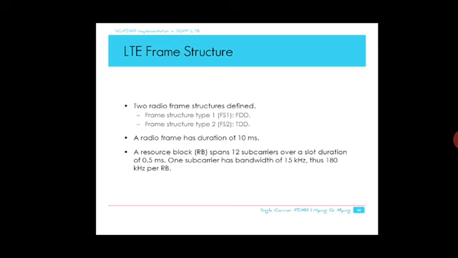That is, one frame has a duration of 10 milliseconds, in which it has subcarriers. We call them slots. The time period of a slot will be 0.5 millisecond, and the subcarrier spacing will be 15 kilohertz, and thus 180 kilohertz per radio resource block.